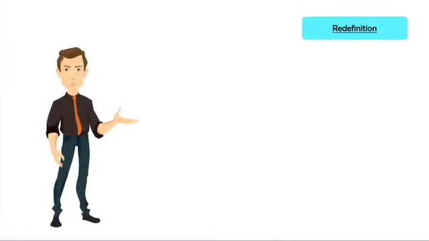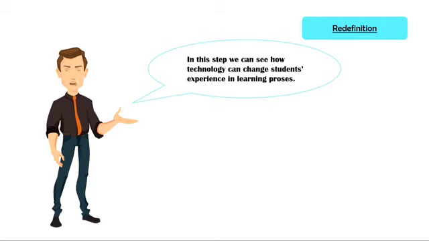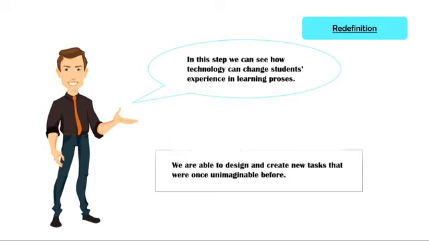Redefinition. This is the most sophisticated stage of the SAMR. In this step, we can see how technology can change students' experience in the learning process. We are able to design and create new tasks that were once unimaginable before. Not only that, this framework will give students technological soft skills, such as digital collaborating and the ability to adapt with a new system and others.